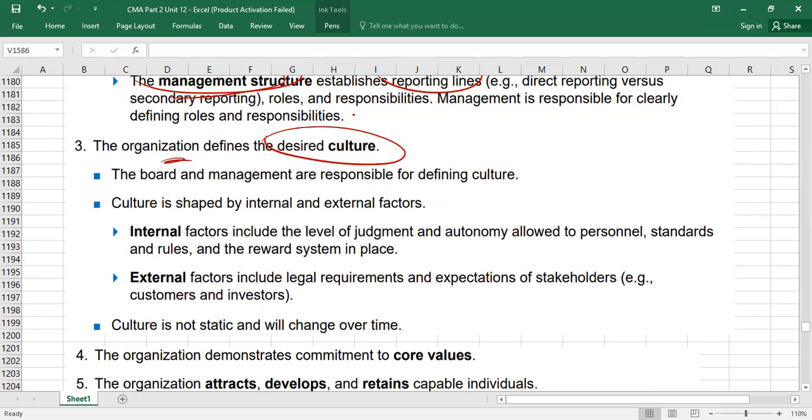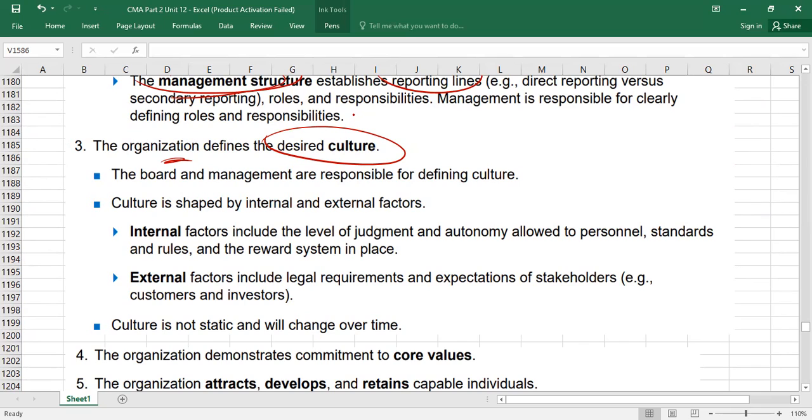Desired culture, I already told you, like what is culture? Which kind of behaviors you are expecting from the people, desired behavior. Which kind of attitude you are expecting from the people, desired attitude, right? And you also want the people to know about risk management, because these things are obviously going to affect their objectives, or affect their management decisions. So this is the third thing, culture must be defined.